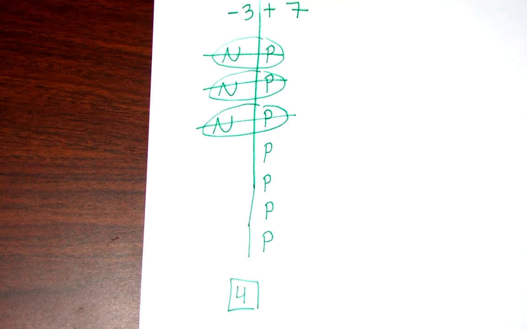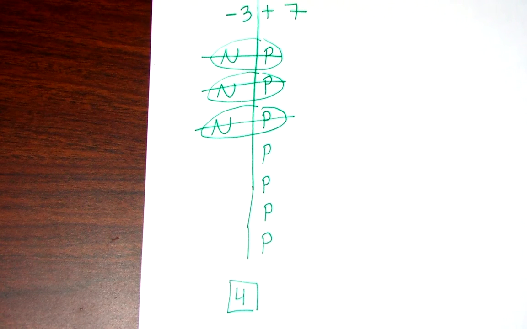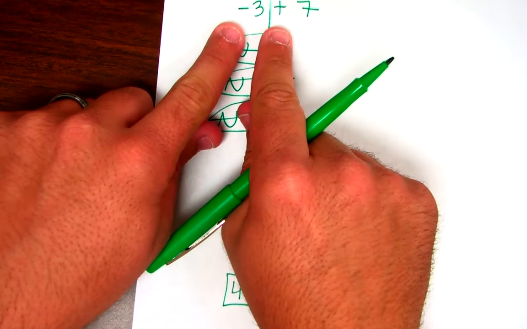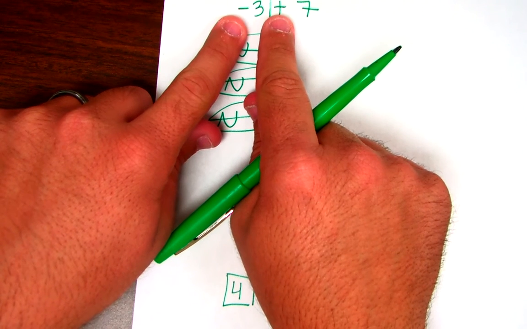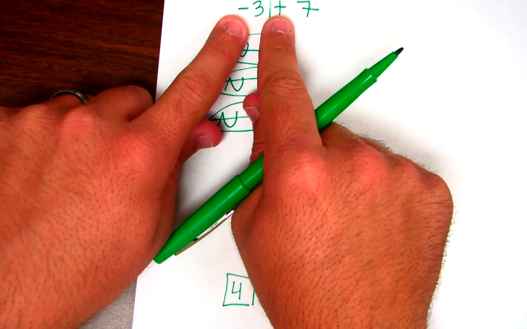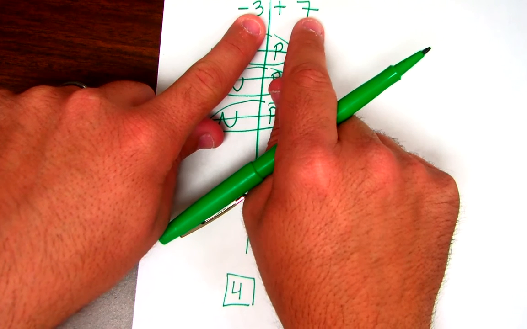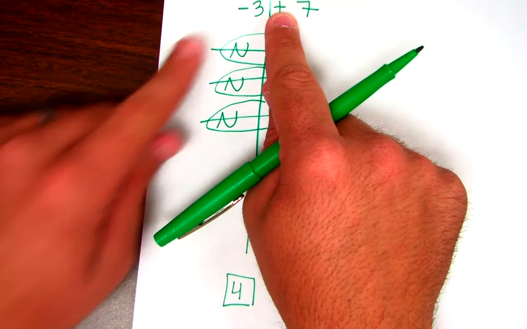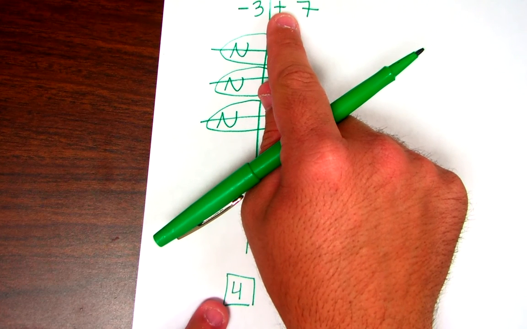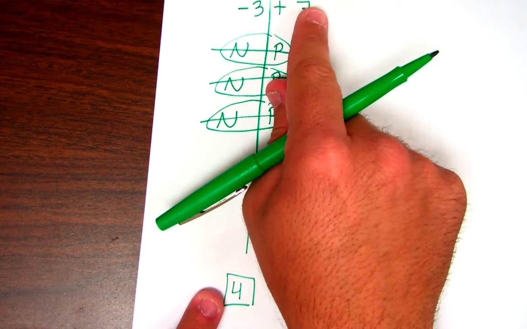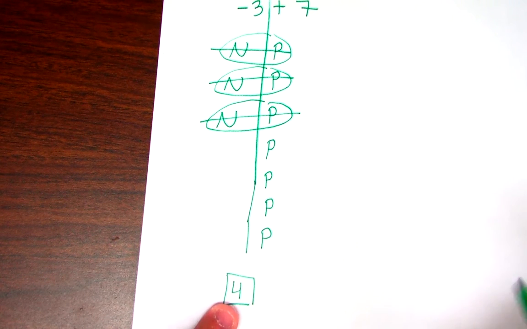I also said in my notes that if the signs are different, like they are here, you keep the sign of the bigger number. Well, the bigger number here is 7, and it's a positive number. So I'm going to keep the positive sign, and then you subtract the numbers. And that's what we did.